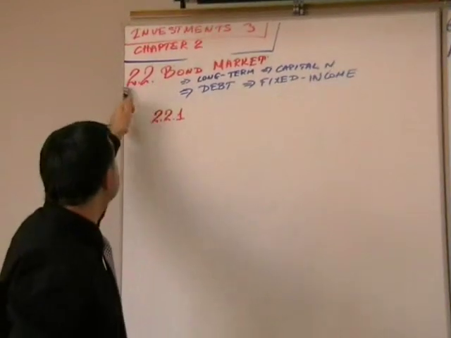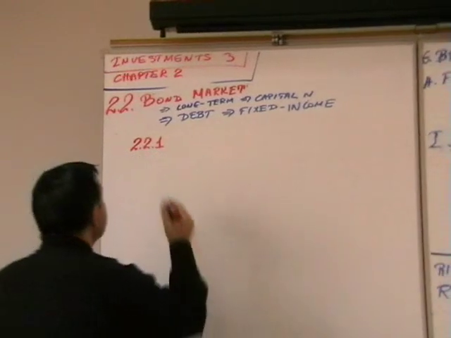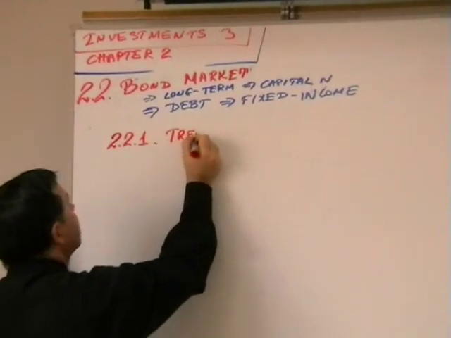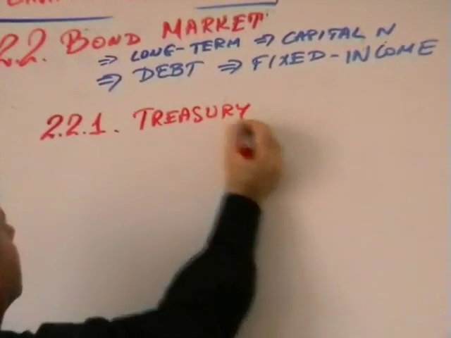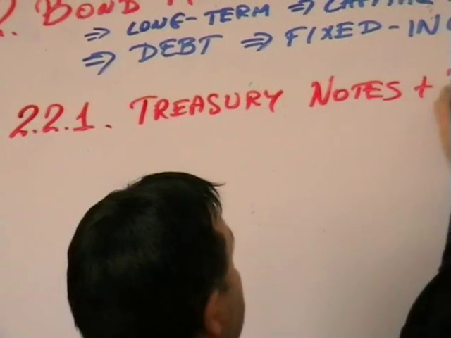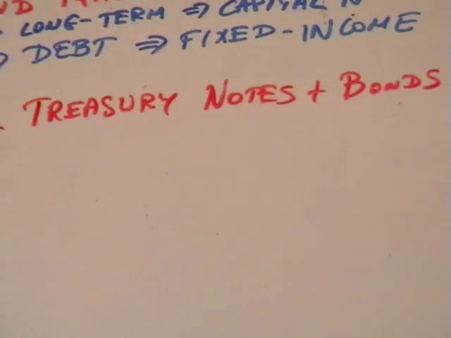2-2-1. So section, chapter 2, section 2. The first one is treasury notes. So it becomes treasury notes and bonds. All right, let's clarify.